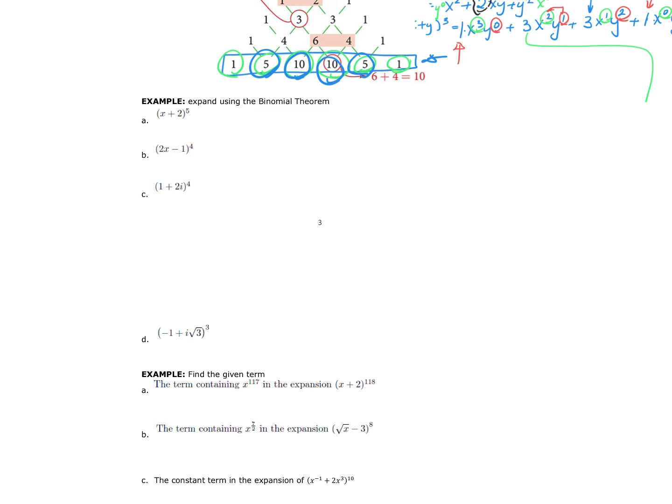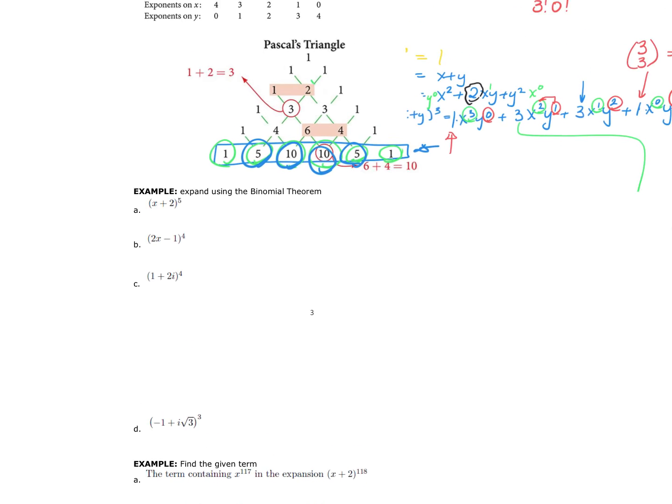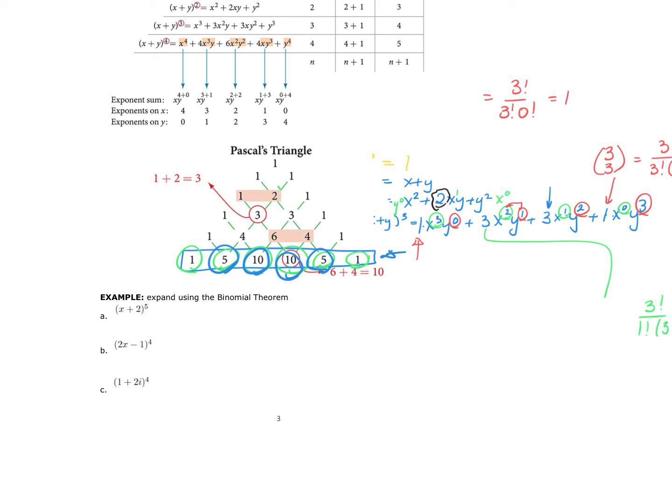Now, let's take a look at the second example here. With the second example, I am going to use the binomial theorem, or excuse me, I'm going to use Pascal's triangle. So I look for Pascal's triangle and I say, wait, this is a power of 4, so I need this row right here. These are my coefficient multipliers. Those are not necessarily my coefficients.